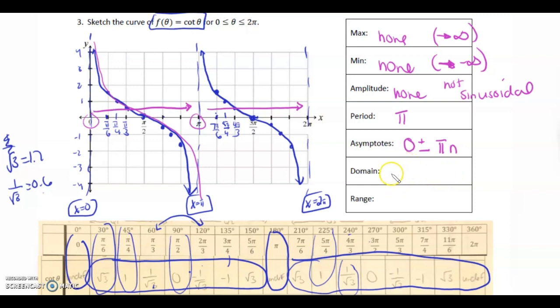Okay, domain is going to be, well, I was going to say x ∈ R, it's technically θ ∈ R, such that θ does not equal plus or minus πn, right? The exact same. We cannot equal an asymptote. Those are the only places where θ will not be defined. And the range comes from that max and min. Okay, so the range is negative infinity to infinity.